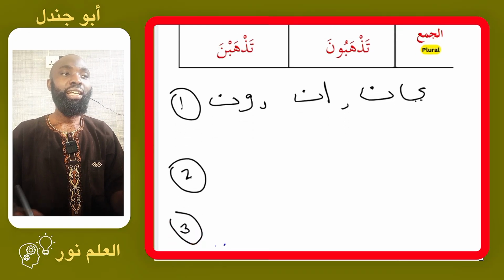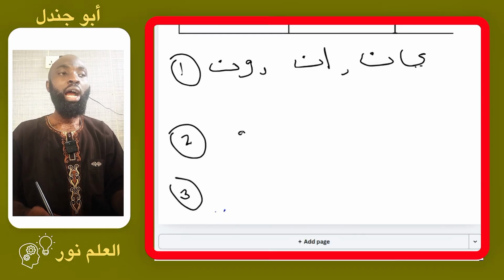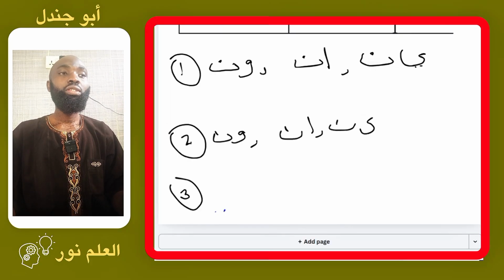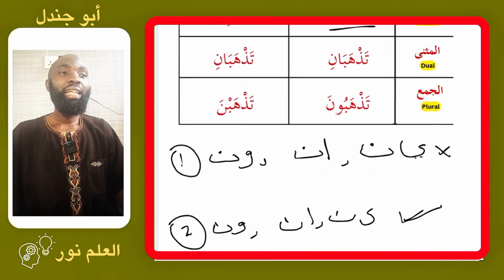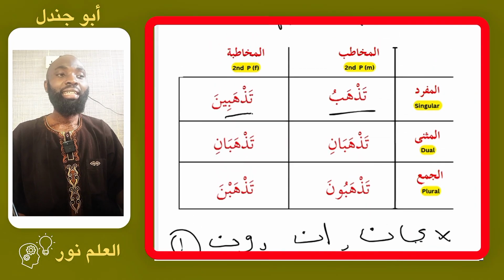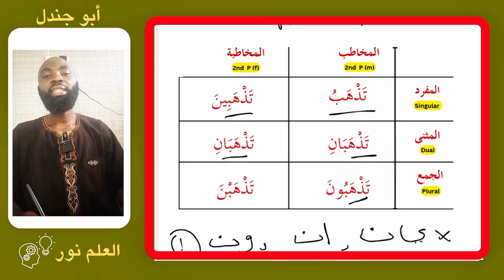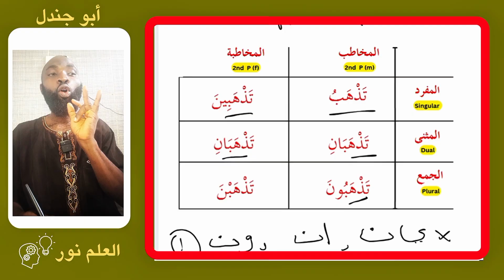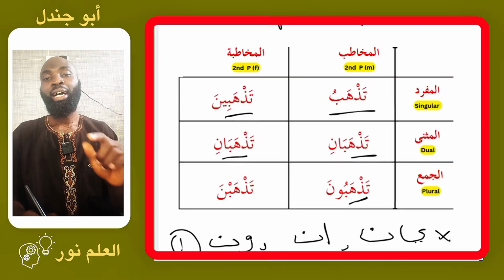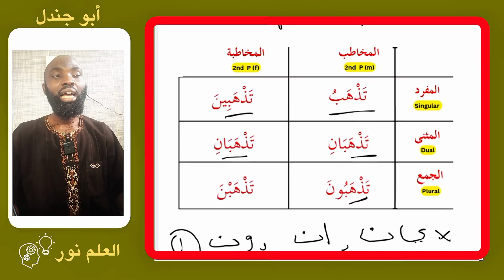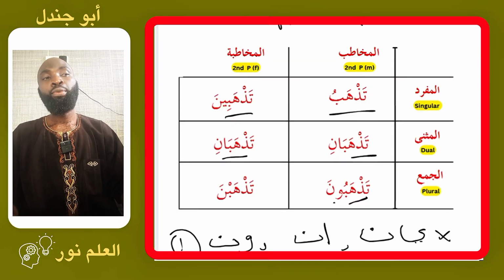Then the second category is the category that ends with what? Either wa and noon, alif and noon, or ya and noon. This one does not end with alif and noon, wa and noon, or ya and noon. But this particular one, it ends with alif and noon, ya and noon, or even wa and noon. These are the present tense verbs like tadhabina, tadhabani, this one, tadhabuna. You can see that all of these present tense verbs either end with alif and noon, or wa and noon, or even ya and noon. This particular one here, tadhabina, it ends with ya and noon, while these ones end with alif and noon, and this one ends with wa and noon. This is another category.